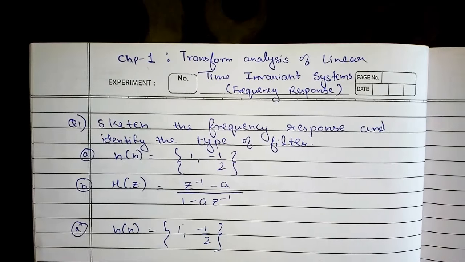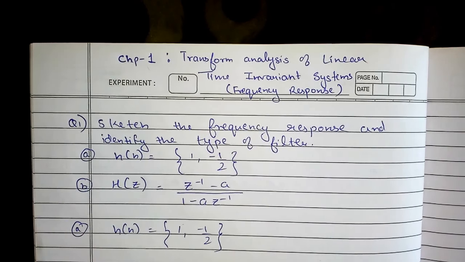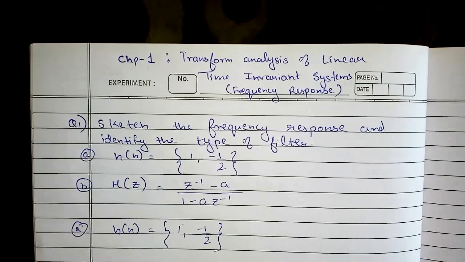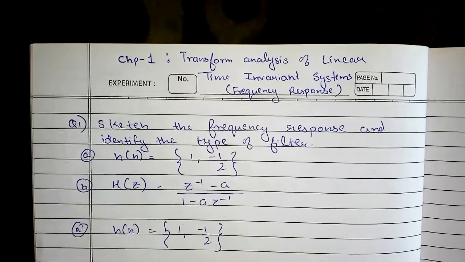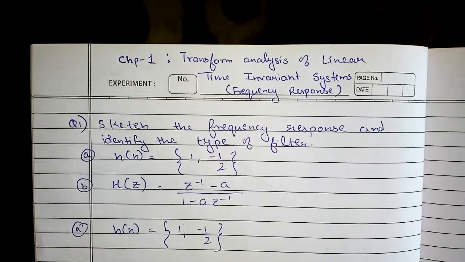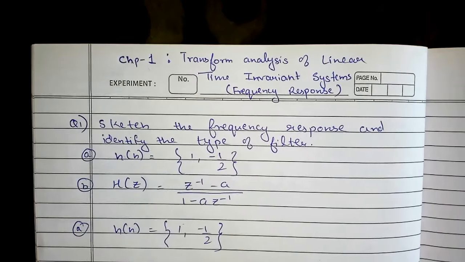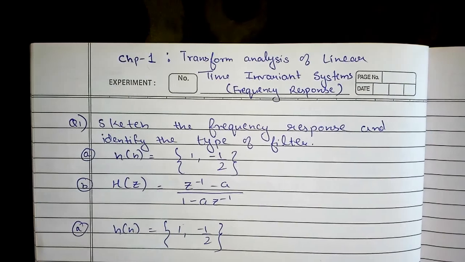As you all know, there are three major types of filter. One is high pass, another is low pass, and the third one is all pass. High pass will pass the higher frequencies and block the lower frequencies. Low pass will pass the lower frequencies and block the higher frequencies, and all pass will pass all of them.